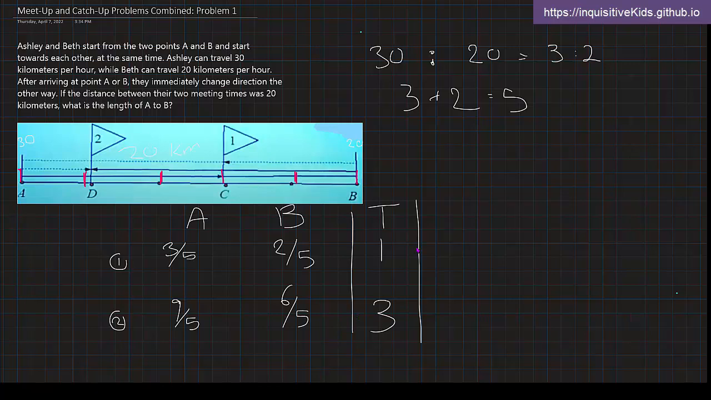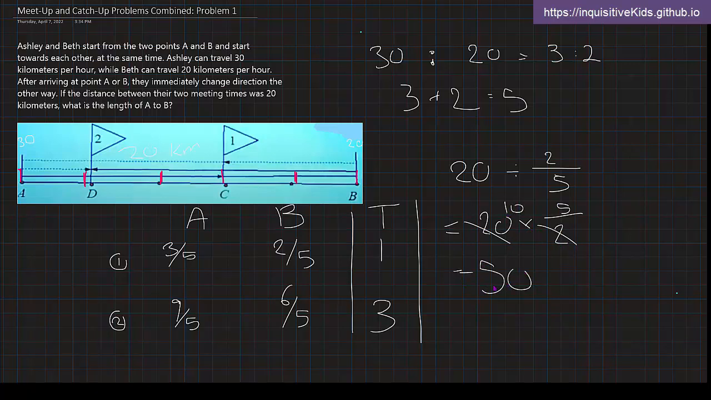Alright, and over here, 20 kilometers. This might not be exact. My drawing is not that exact. But 20 kilometers is 2 parts. So 2/5 of the whole thing. So we just divide them. So 20 times 5/2, simplify, 50. So the length of A to B is 50.